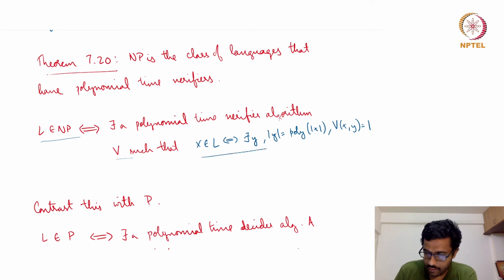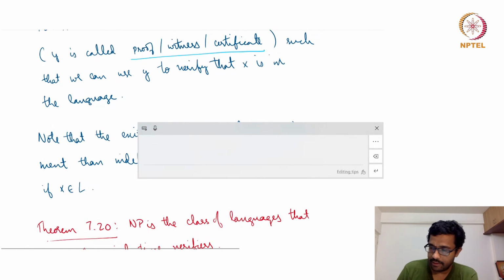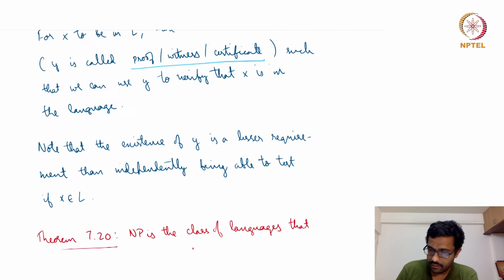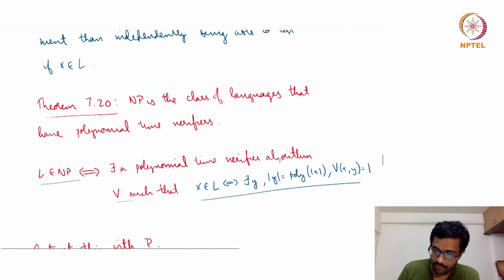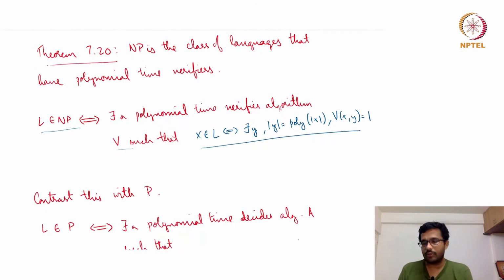Formally, this is the same definition that I made over here, but here it's in more mathematical notation. There exists a polynomial time verifier algorithm V such that X is in L if and only if there is a certificate Y, or a proof Y, which is of short length, which is of polynomial length.